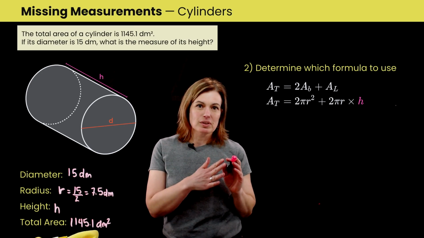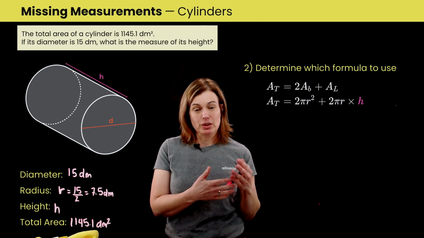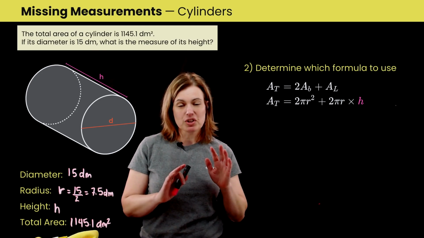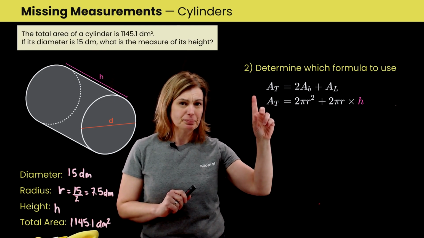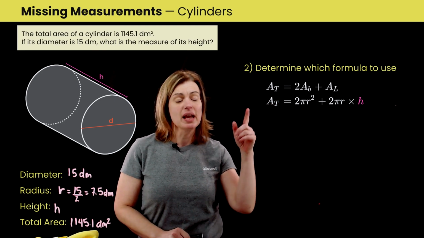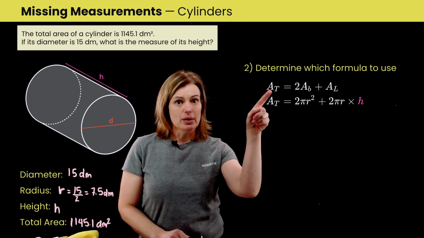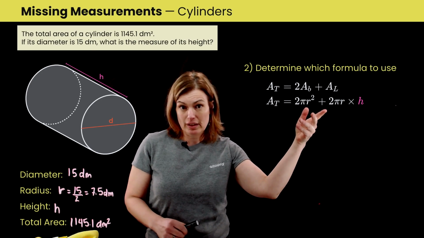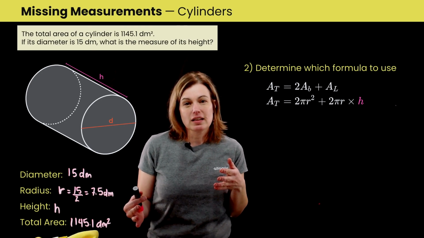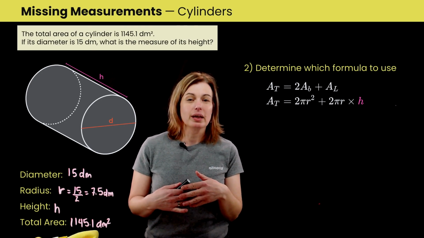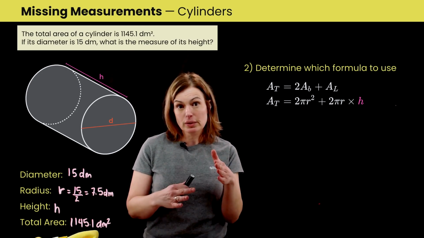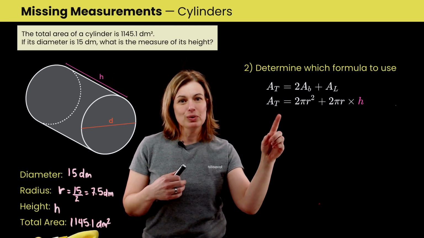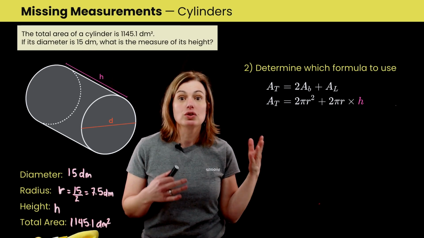So now it becomes a question of determining which formula to use. So we know that it's the two options that we saw in the previous slide. But you might also realize that the first one, the area total equals 2 times the area of the base plus the lateral area, is exactly the same as the prism formula. Okay, so it's pretty generic. We can still use it, but the second one's a little better because it's more specific to the cylinder.